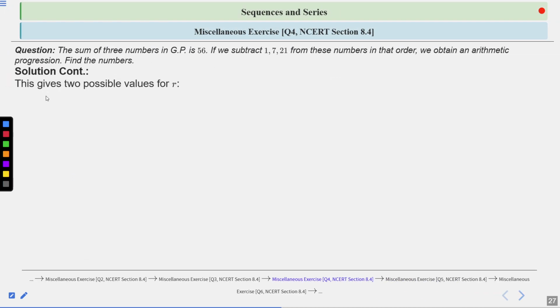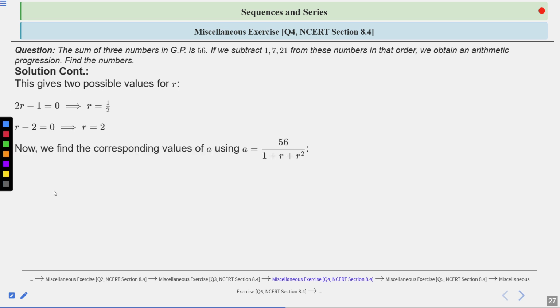This gives two possible values of r. Firstly, 2r minus 1 equal to 0, so this implies r equal to 1 by 2. Or if r minus 2 equal to 0, we get r equal to 2. Now we got two possible values of r: r equal to 1 by 2 and r equal to 2.